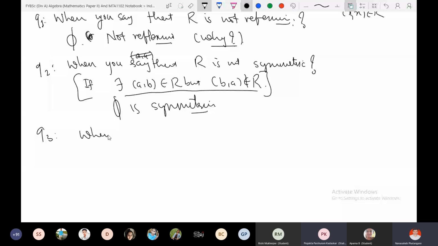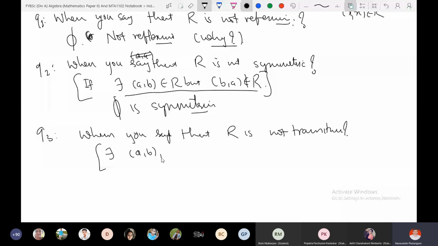Yes, sir. When you say that R is not transitive, it means there exist AB and BC in R, but AC is not in R, right? If you can produce evidence that A is related to B and B is related to C, but A is not related to C, then it is not transitive.